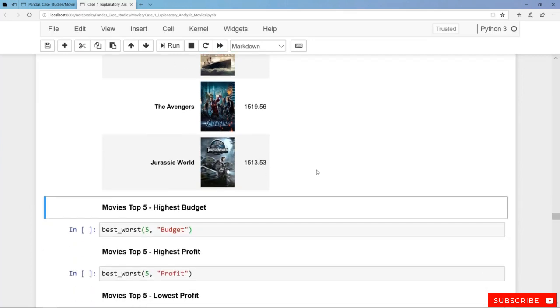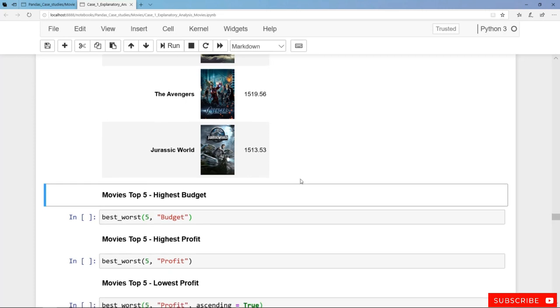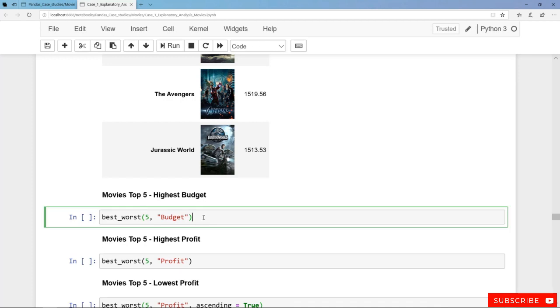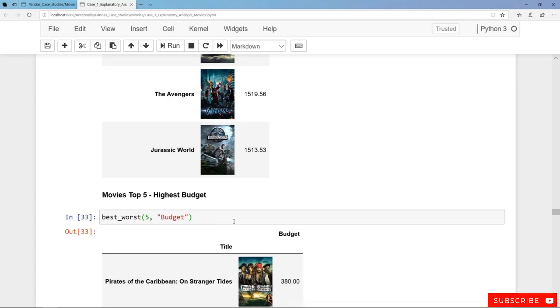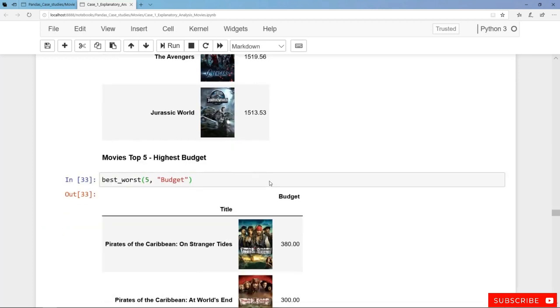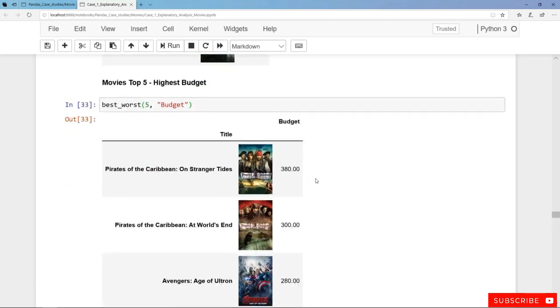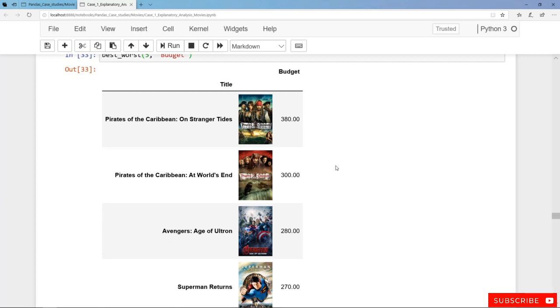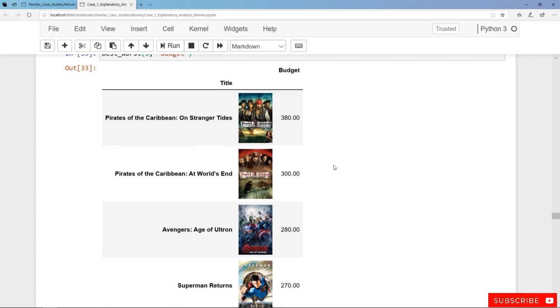Then next we want to know the top 5 movies in terms of highest budget, so the most expensive movies. And here we have Pirates of the Caribbean: On Stranger Tides with a budget of 380 million. And also in the second position we have Pirates of the Caribbean.